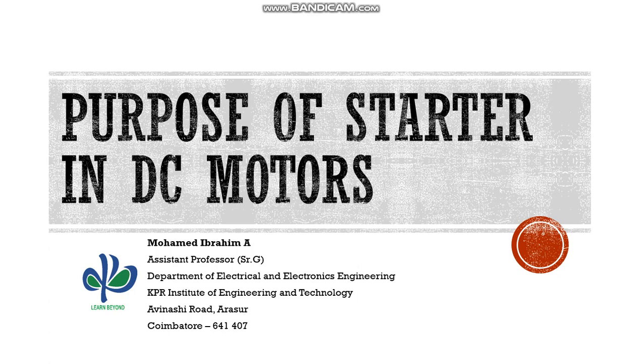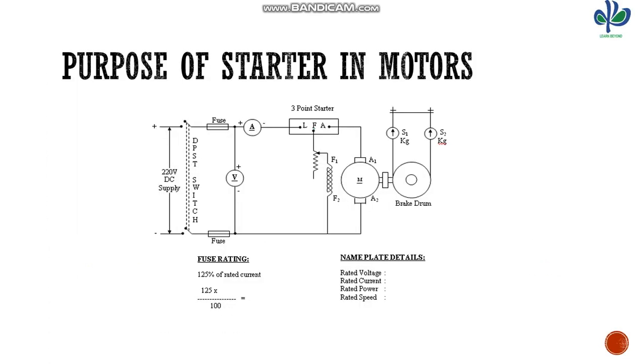So today, we are going to discuss why we have to use a starter. We say that it is used to limit the starting current. So how does the current increase, and why do we have to limit the starting current? For that, I have taken a DC shunt motor as an example. We assume a rated voltage of 220 volts, a rated current of 20 amps, a rated power of 5 kilowatts and a rated speed of 1500 rpm.